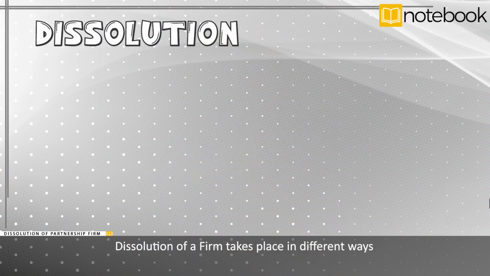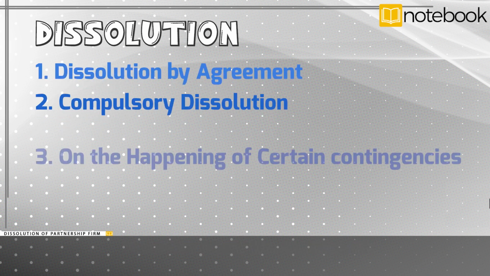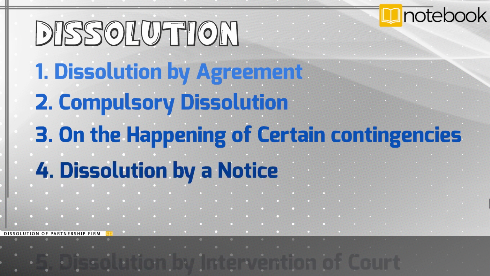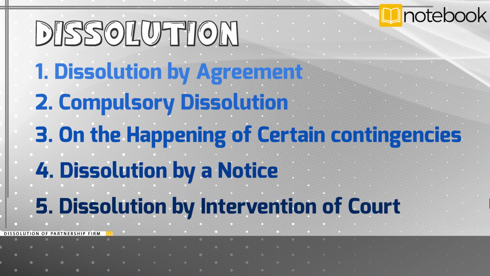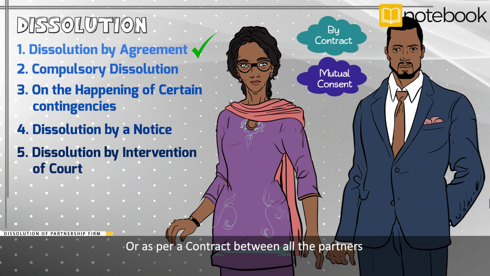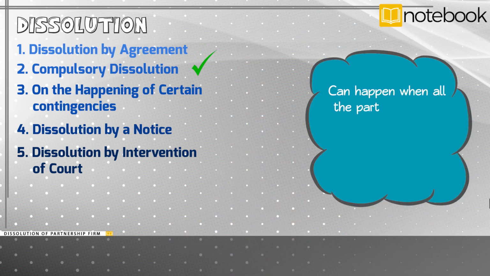Dissolution of a firm takes place in different ways. Dissolution by agreement, compulsory dissolution, on the happening of certain contingencies, dissolution by a notice, dissolution by intervention of court. Dissolution by agreement can be with the consent of all the partners or as per a contract between all the partners.